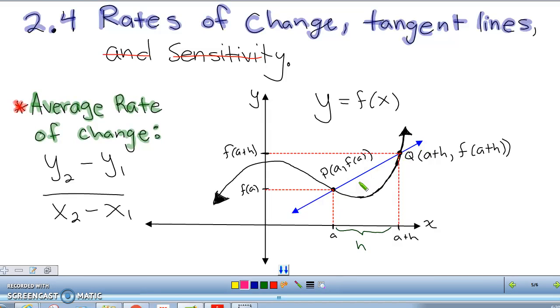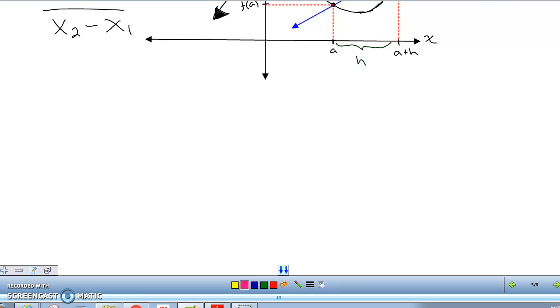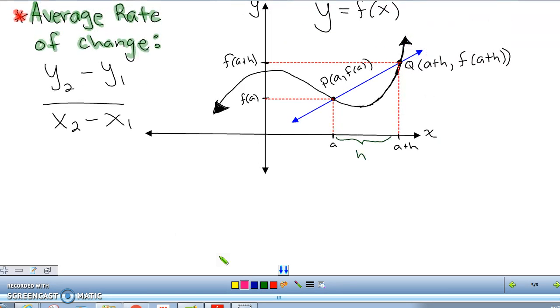But I said that in this class we will be able to find the slope of a tangent line at any x value for any function. Right now I don't have the slope of a tangent line, let alone the tangent line. So let's start off with the slope of this secant line.